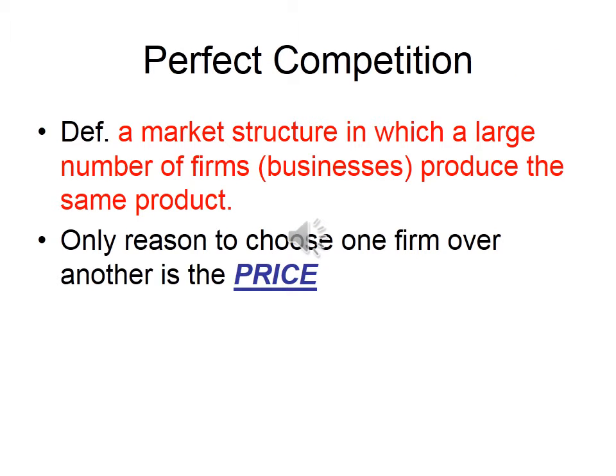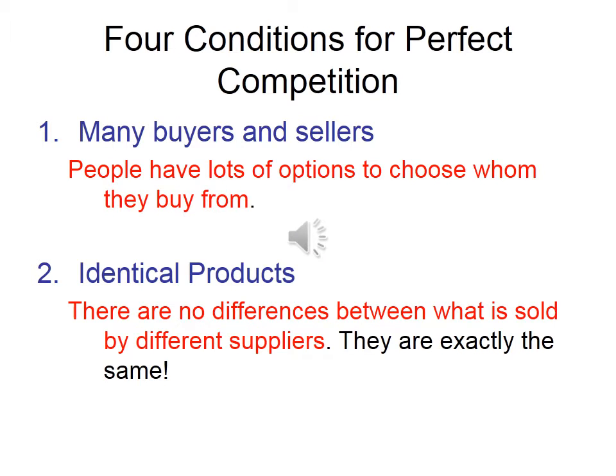The definition, as we said: a market structure in which a large number of businesses produce the same product. Only reason to choose one firm over another is the price. Four conditions for perfect competition are: first, many buyers and sellers. It means that there are many buyers and sellers, so people have lots of options to choose whom they buy from. The second is identical products, which means that there are no differences between what is sold by different suppliers. They are exactly the same.